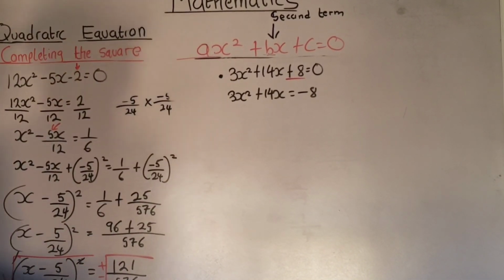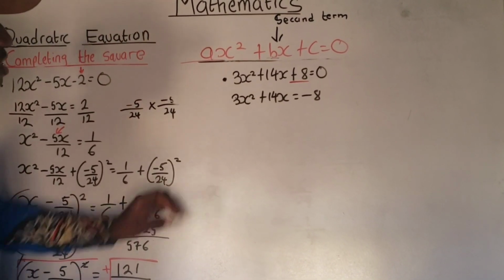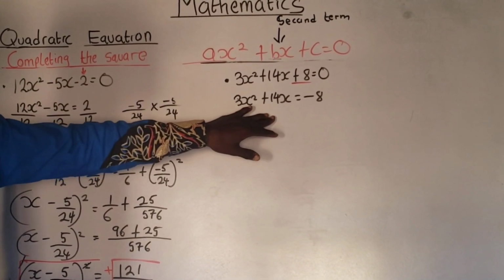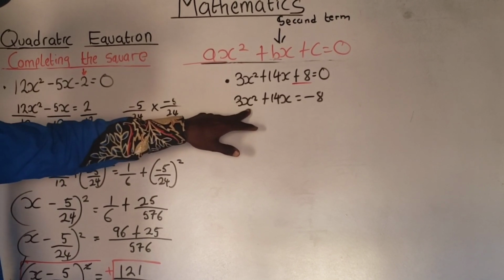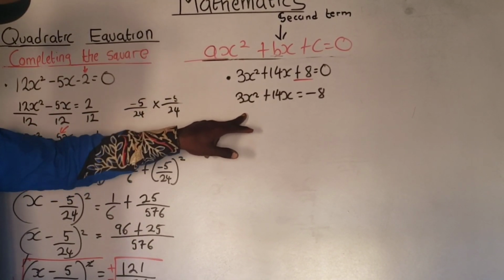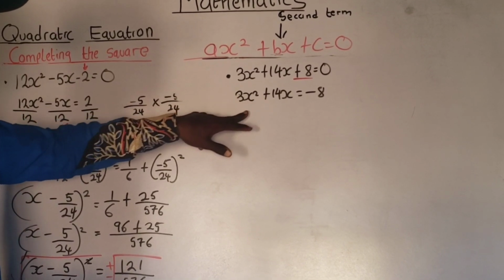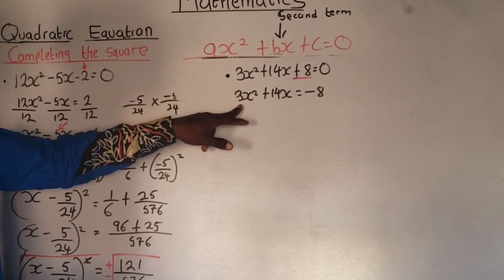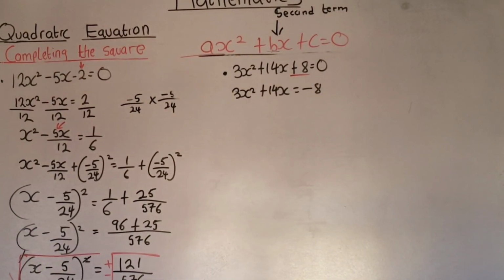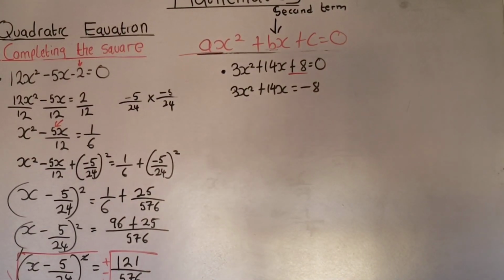Now, the next step is that you have to check the coefficient of the highest power of the unknown in your quadratic equation. If the coefficient is not 1, then you have to divide all through by that coefficient. You can see that the coefficient of the highest power of the unknown, which is x squared, is what? 3. So here, I'm going to divide this quadratic equation by 3. Do you understand what I just said?